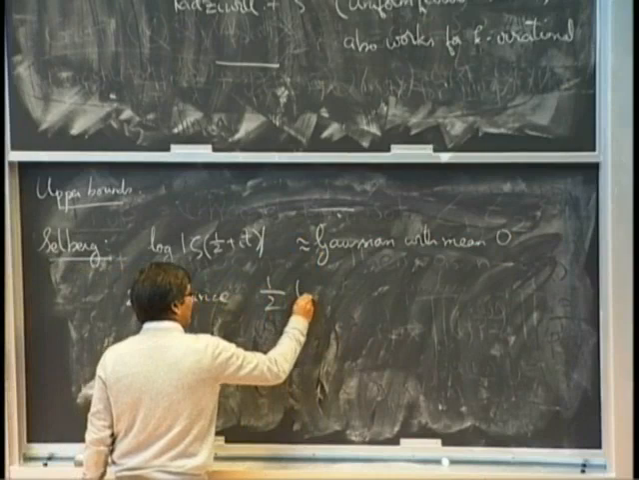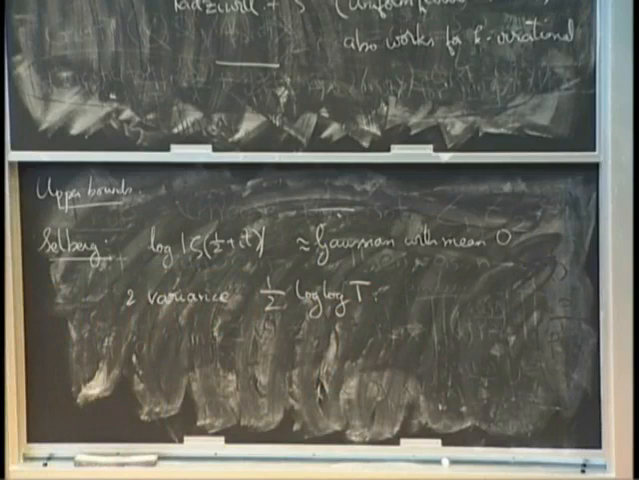So he actually wrote it down for the imaginary part of the logarithm, but you can use the same thing to study the real part of the logarithm. And the real part and the imaginary part are independent of each other. They are two independent Gaussians. So I'm thinking of t being something of size capital T.